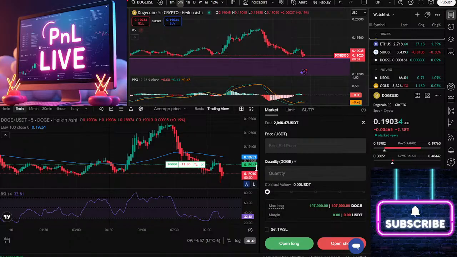Alright, so it looks like it respected that. Hopefully we get a strong doji and turn it around and just blast through that exponential moving average like I was hoping.